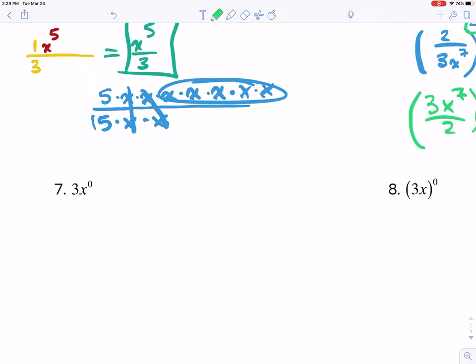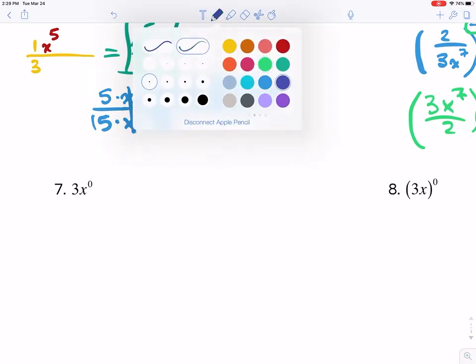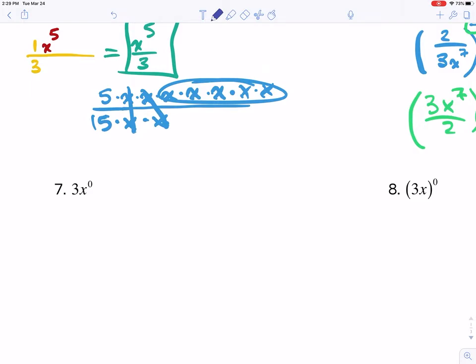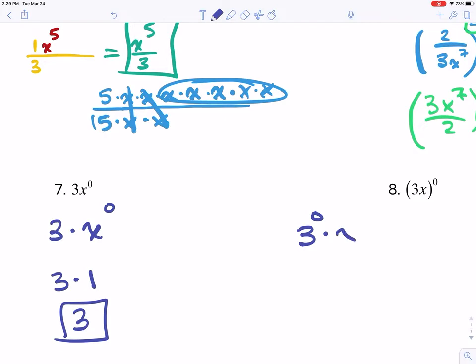Alright, so number 7 and 8 look pretty similar to each other, but they're actually a little bit different. If it helps, you can read this as 3 times x to the 0. So in question 7, only x is being raised to the 0 power. We know anything to the 0 power is 1, so for question 7, I got 3. But for number 8, because the entire quantity is being raised to the 0, you can look at that as 3 to the 0 times x to the 0, which is 1 times 1, which is really 1. So they're very similar in appearance, but you get different answers for both of them.